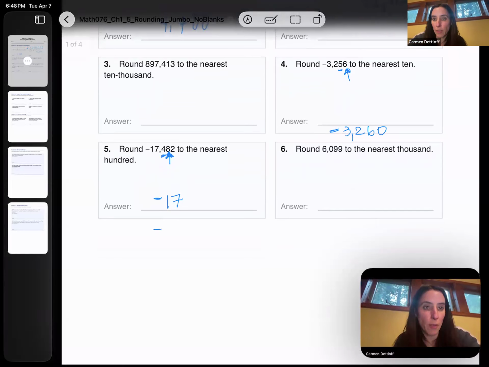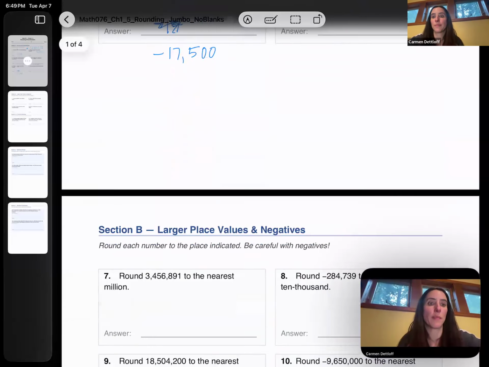Doesn't like where I wrote that. I'm going to write down here, negative 17,000. And then that 8 gets rounded up, so that pushes that 4 up for the hundreds column. I get negative 17,500 as my answer. And it won't let me write on that line, so we're going to skip it.